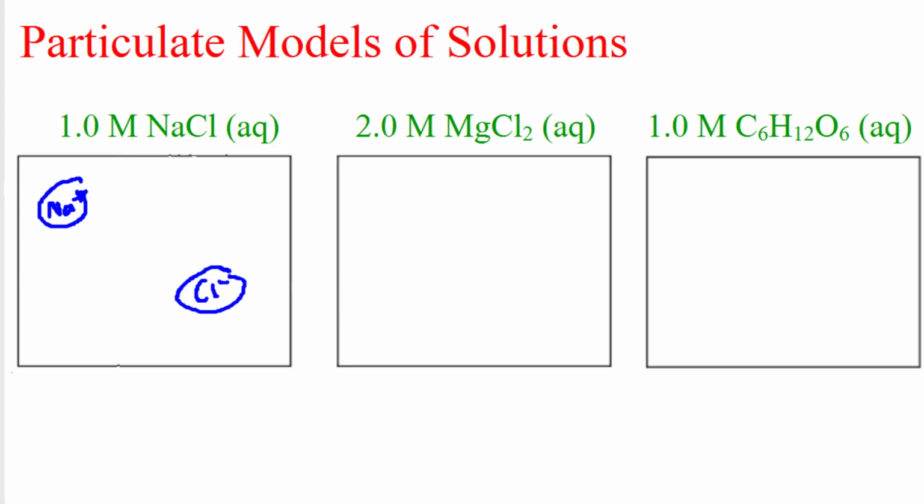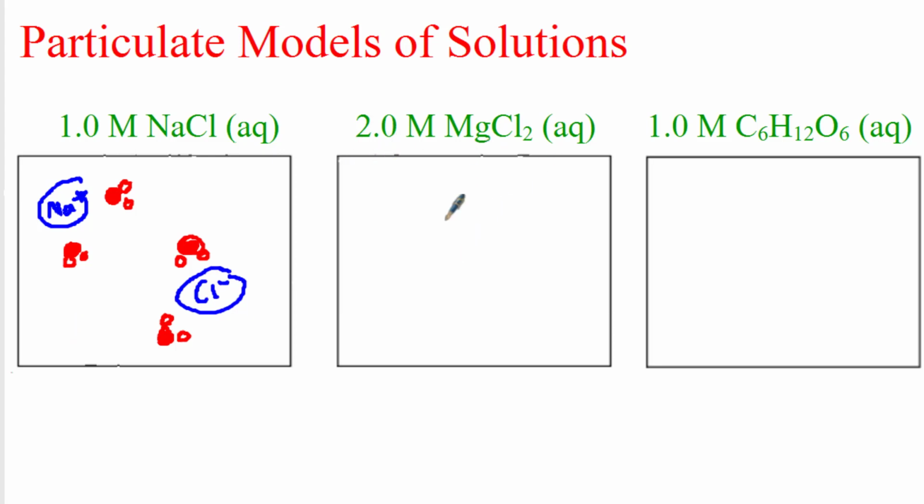And keep in mind, we don't have to draw the water molecules here, but if we drew the water molecules, of course, the negative side of the water, which is the oxygen, would attract the sodium. The positive side, which is the hydrogens, would attract the chlorides, okay? But here, I'm not really going to show the water molecules. I'm just going to show the ions. So you can see one particle of each represents 1 molar.